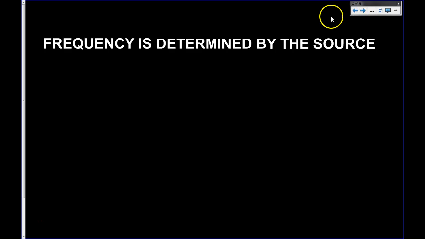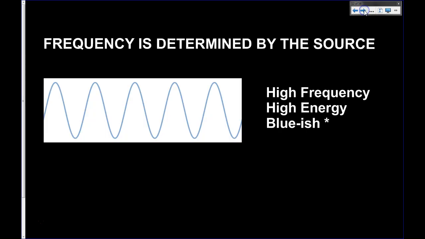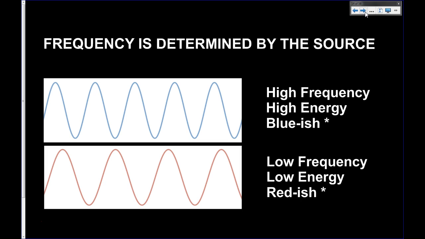So that's another major idea for the day: the frequency of light is determined by the source of whatever created it. If something creates a relatively high frequency wave, and we're talking just within visible light here, it's high energy, and in the visible spectrum it will appear bluish to us. If, on the other hand, you produce a low frequency wave, it has low energy and will appear red if we're talking about the visible spectrum.